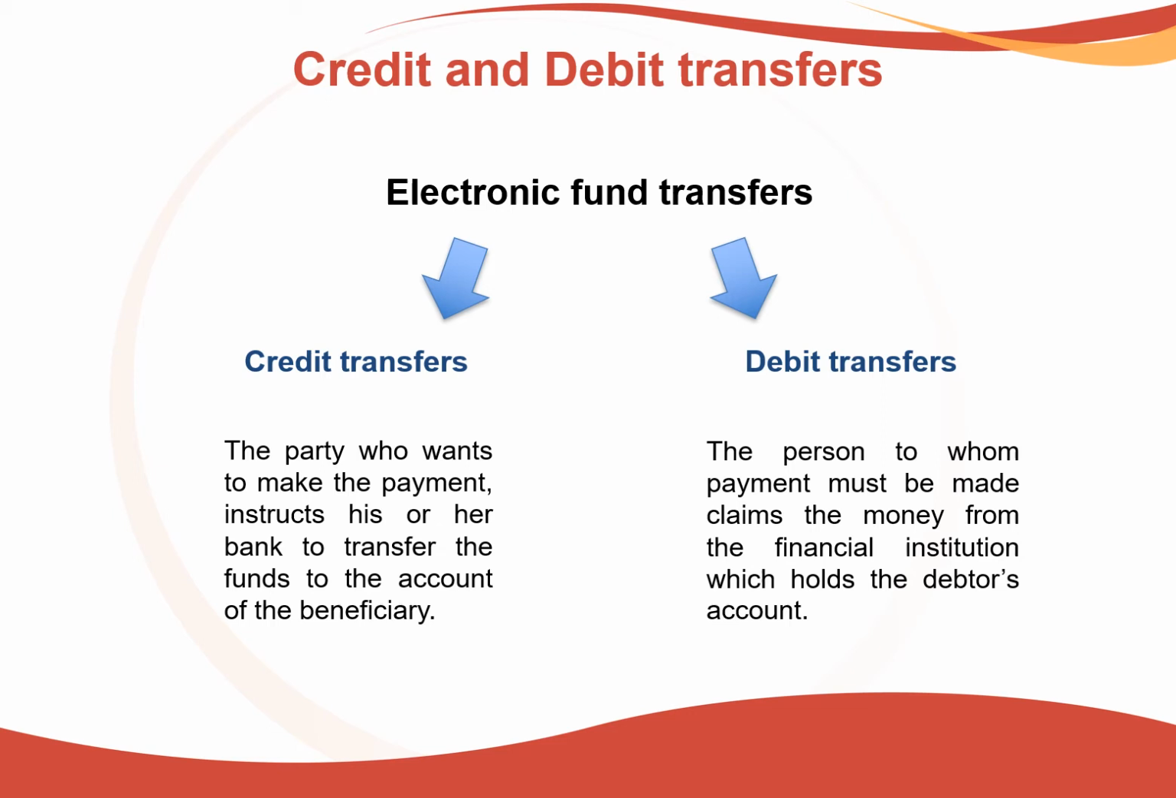Now, secondly, as you can see on the slide, in the case of debit transfers, the person to whom payment must be made claims the money from the financial institution which holds the debtor's account. Making this payment can either involve one bank, where the third party and the payer bank are the same bank, or more than one bank. This would require an interbank transfer.